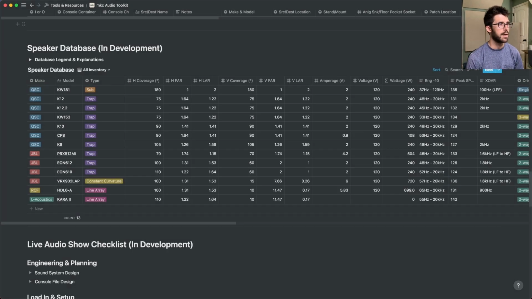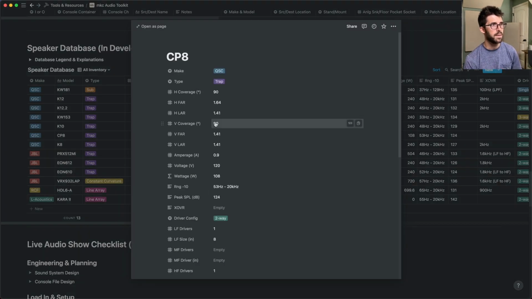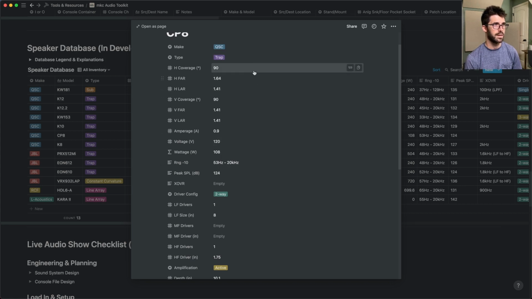And the other data for the QSC CP8 is I know it's also self-powered. It is just a single trapezoid point source box. It is 90 degrees by 90 degrees. And so it is conical in shape. So if I use it for a front fill, those are the coverage angles I can expect out of it.